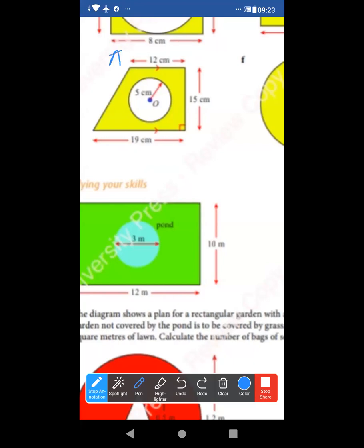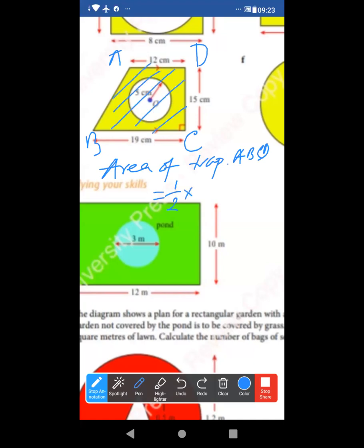Okay. Now just look, A, B, C, D. So I am finding the area of ABCD. What will be its area? Just write area of trapezium ABCD is equal to half into, just the total area we are finding. Then minus, we have to remove this circle's area. Yes or no? We have to remove this circle's area. Yes, ma'am. We have to minus.